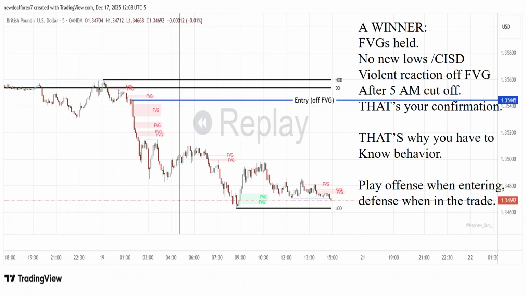Now compare this price action to a winner. Look at this one. Fair value gaps held. Some of them did not even get revisited. There was a false low of the day here, but then notice how price came up and went right back down. So even if someone thought this was the low of the day, no, it got taken out very quickly. So you have to compare that. The fair value gaps held. There was no violent reaction, no change in state of delivery after the 5 a.m. cutoff. After 5, that's your profit-taking time where price should be moving in your direction.